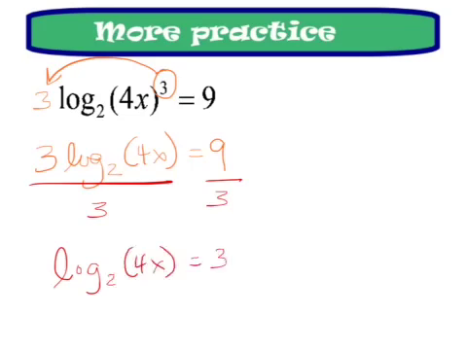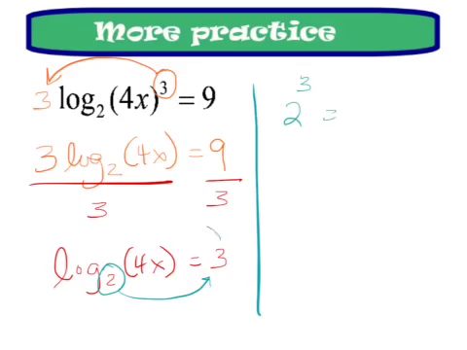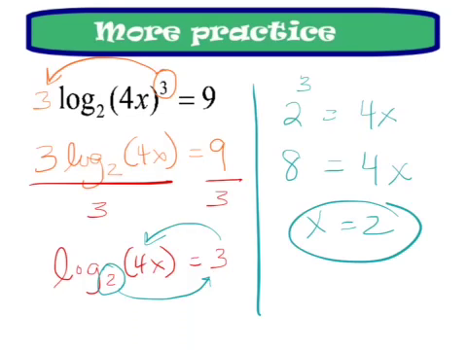Now I don't have quite as big of an exponent. When I start out with 2 to the 3rd power, now it's a nice small number, equals 4x. That gives me 8 equals 4x, or x equals 2. So by moving this exponent to the front, it makes it a little bit easier. That's using that power property.